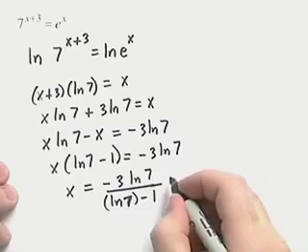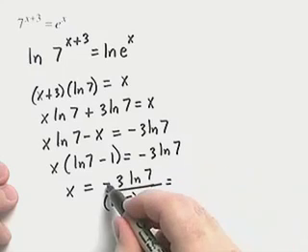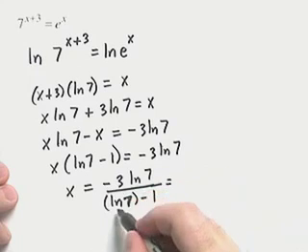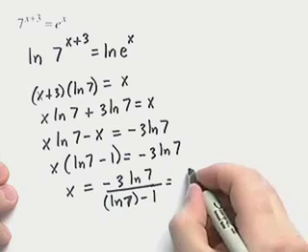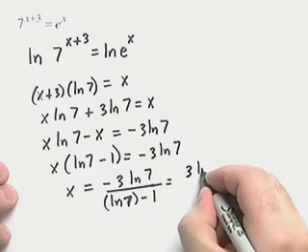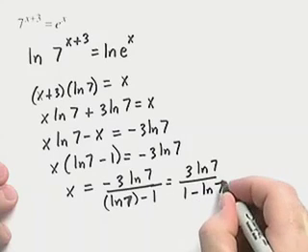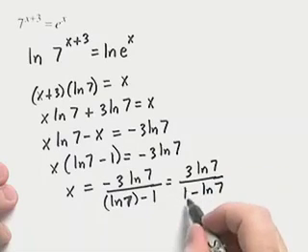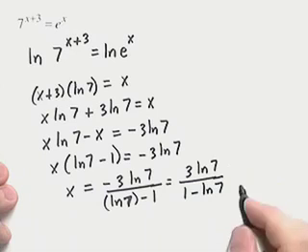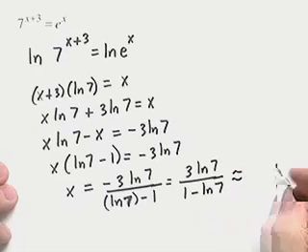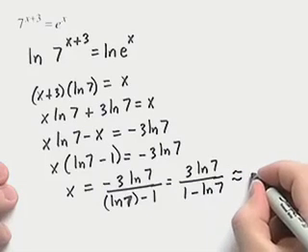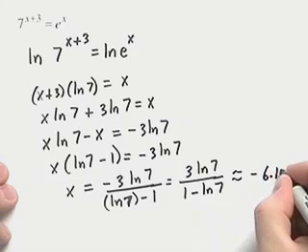We could also rewrite this in another form. Since we have a negative up here in the numerator, we could actually distribute that into the denominator and rewrite this as 3 natural log of 7 over 1 minus the natural log of 7. That also helps keep it clear that the 1 is not part of the natural log. If we do put this in our calculator, we'll get that the solution is roughly negative 6.172.